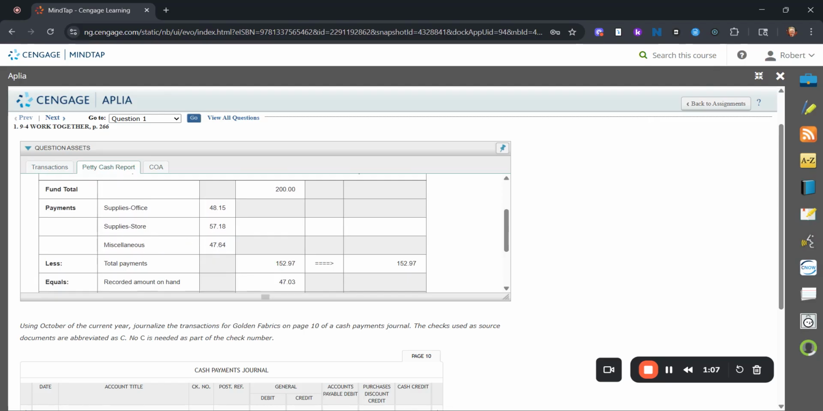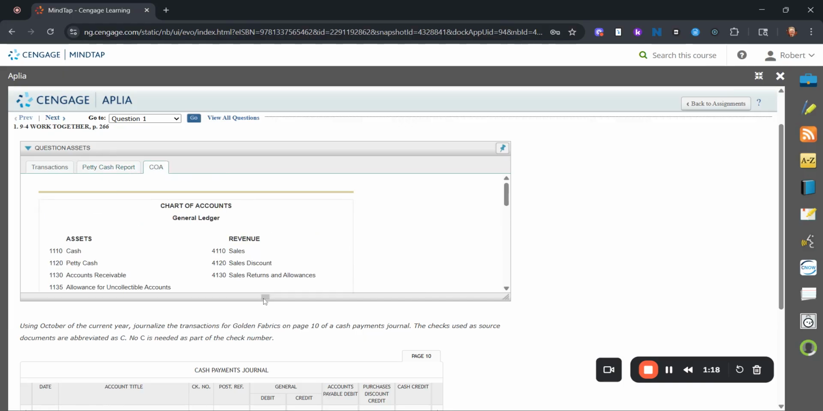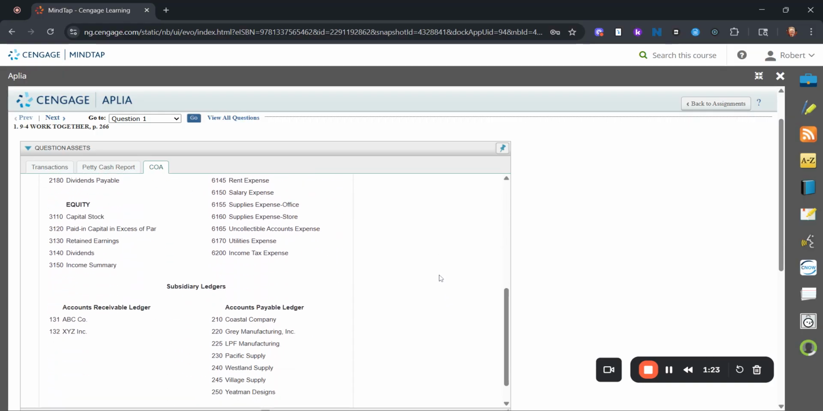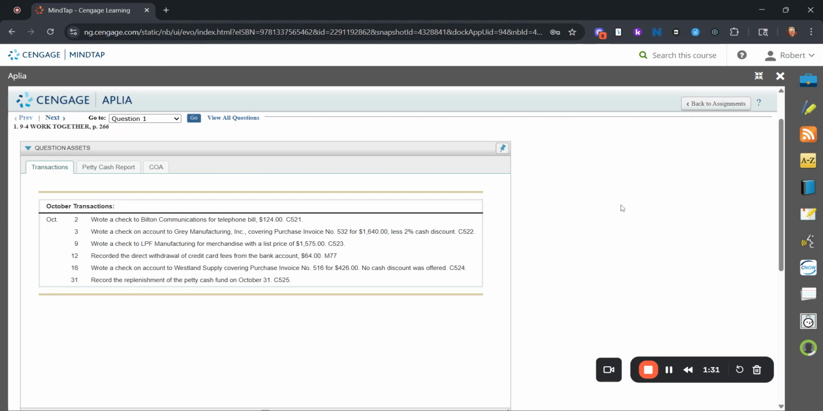So it has our expenses in the petty cash report. And then if we need to look at any official account titles, we have on the last tab here, the COA, the chart of accounts, or account titles. So let's start off here with October 1st, wrote a check to Bilton Communications for telephone bill for $124, check 521.